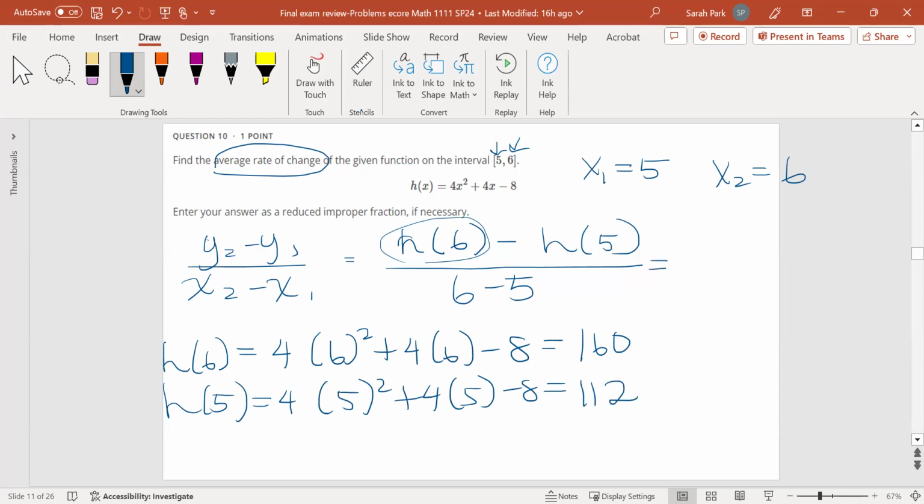So I'll plug that in. So h of 6 is 160 minus 112. 6 minus 5 is 1. And 160 minus 112 is 48 over 1, which just simplifies to 48. And so it's kind of like the slope function, except this time you're not given the y value. You have to find the y value itself that corresponds to your given x values.